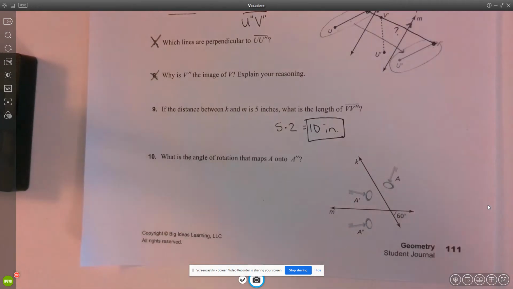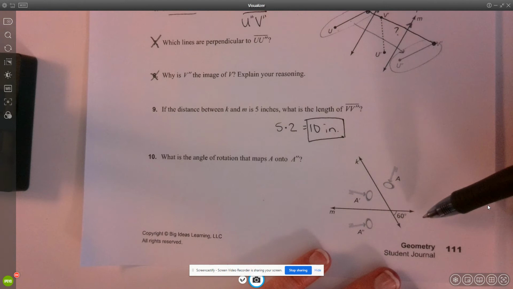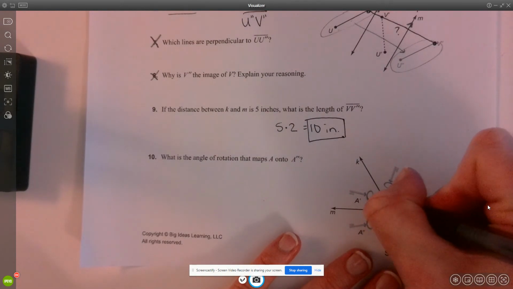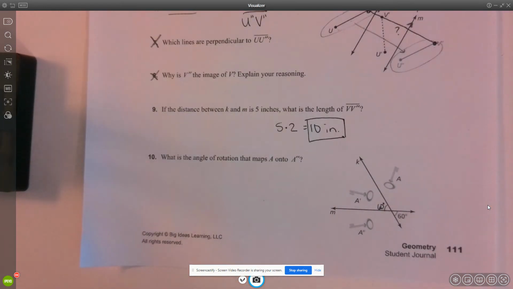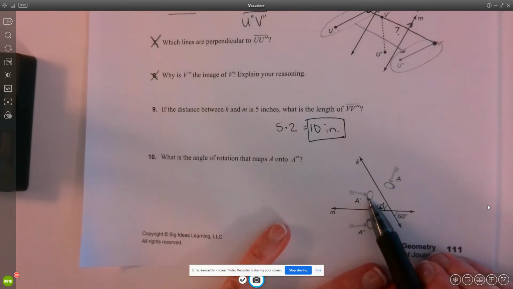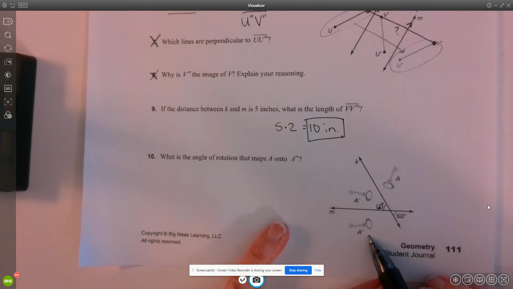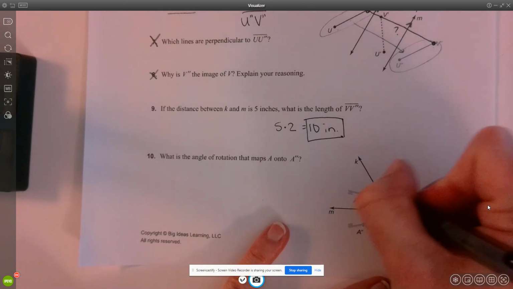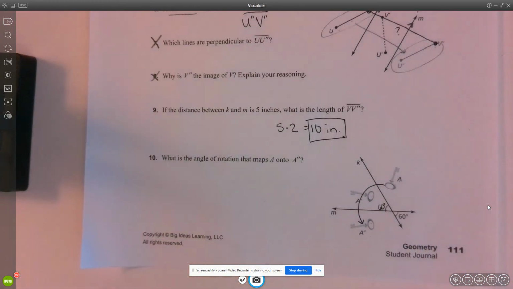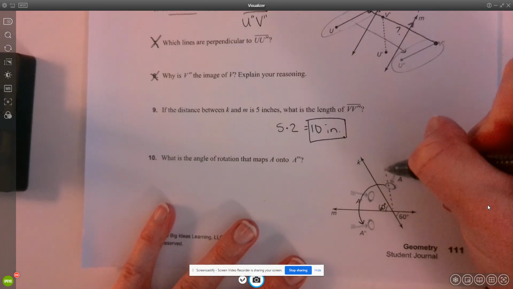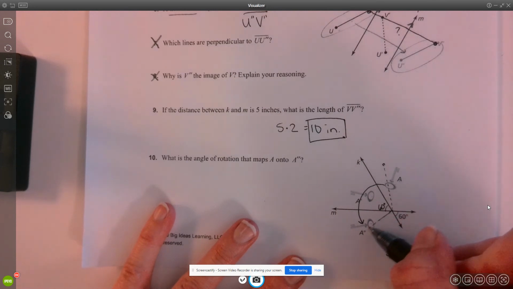And number 10, now we are working with intersecting lines. And you can tell these intersecting lines, they intersect at a 60-degree angle. And we have this key, figure A, is being reflected once over line K, and then again over line M. So what you can see happens is when you do that reflection twice, overall you have a rotation. And they want to know what's the angle of rotation that maps figure A onto figure A double prime.